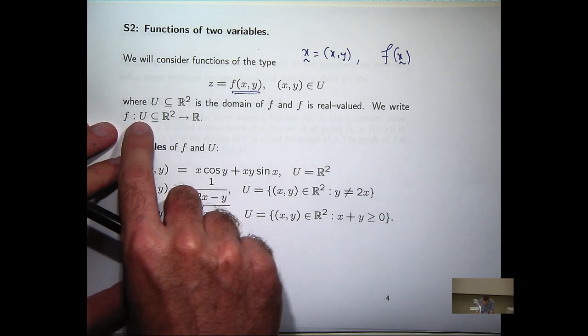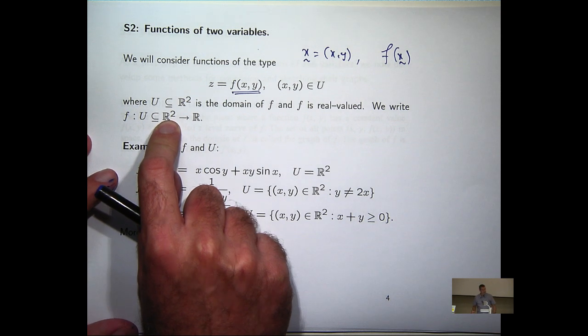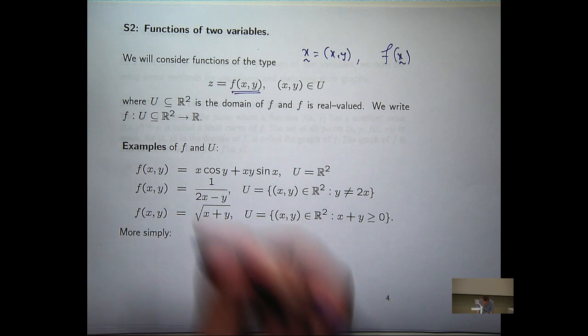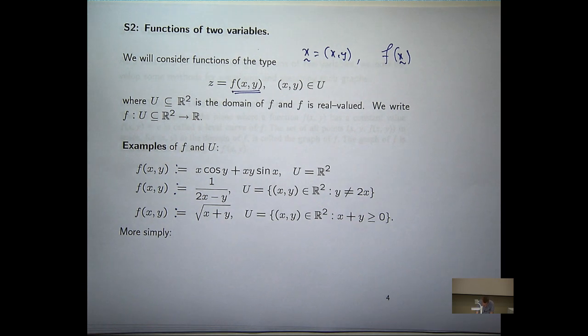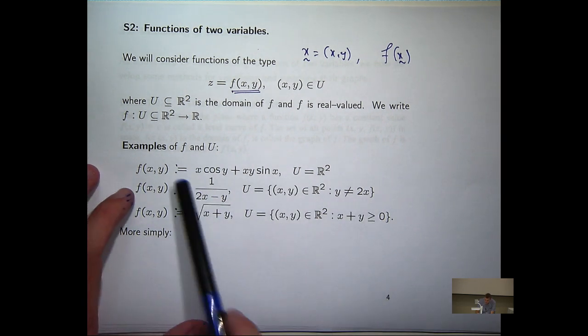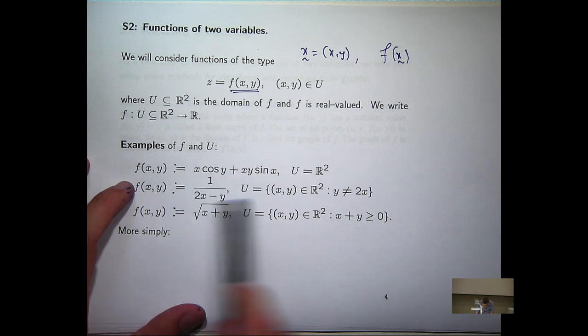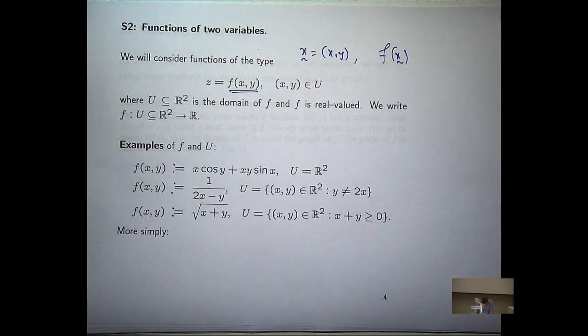This is the notation. So f maps some subset of the plane, the set of real numbers squared, and you output a real number. So let's look at some examples. Suppose I'm defining three functions. I can put in any real number, x and y, into here, and out will spit a real number. Over here, I have to be a little bit tricky to make sure I'm not dividing by 0.